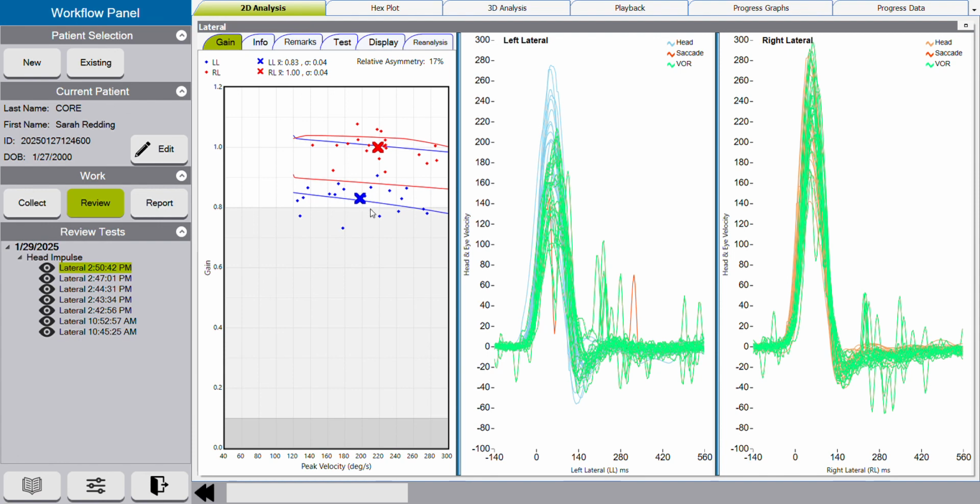If you click, or not click even, hover over any of these dots, it will show you each individual impulse. Now I've got this one highlighted. This is a really good one to look at. So the gain is 0.77, it's pretty low. And the peak velocity of this particular recording was 220 degrees per second.